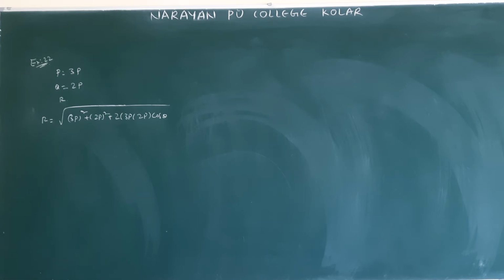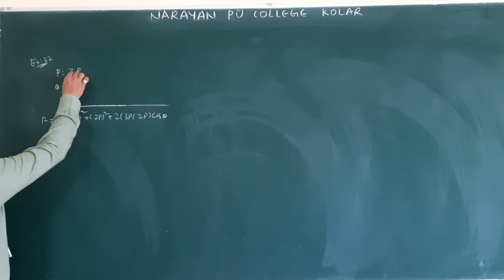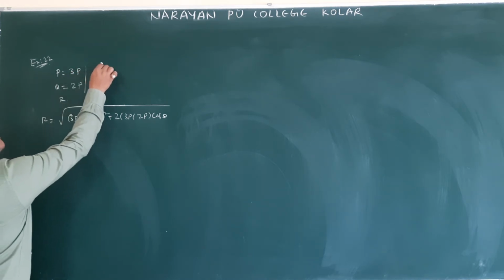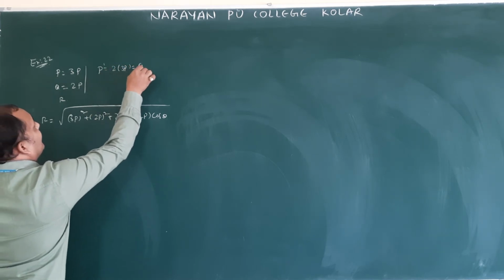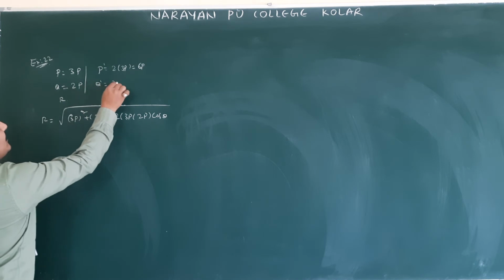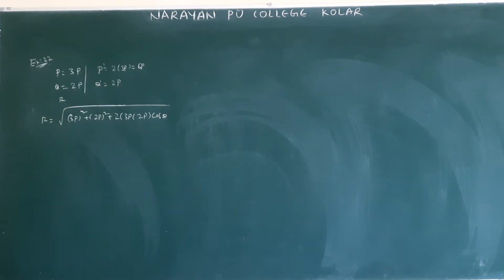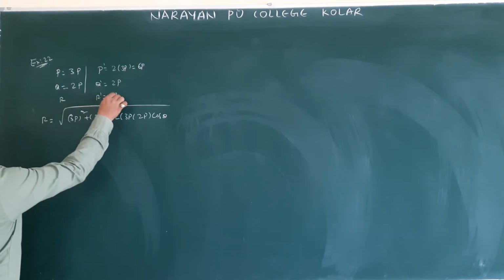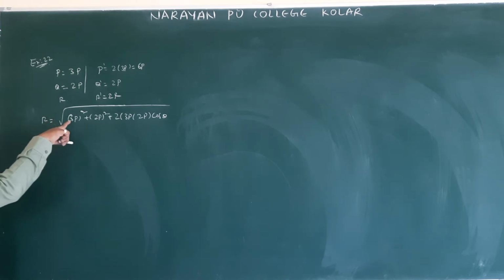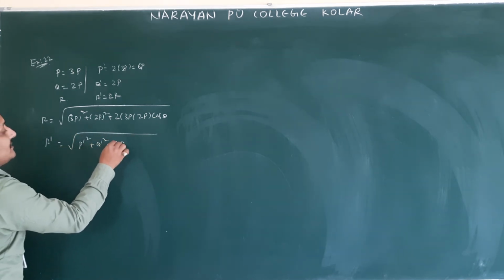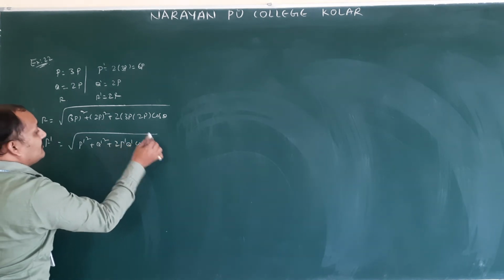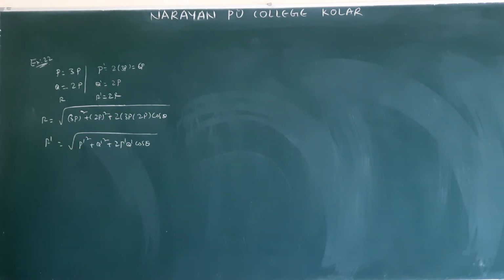Next they gave, if the first force is doubled, this one is going to be double. Now p dash is equal to 2 times 3, that is nothing but 6p. Q dash remains the same. First force is double, the resultant r dash is also double. So this is the R formula: P square plus q square plus 2pq cos theta. Now r dash is equal to root of p dash square plus q dash square plus 2p dash q dash cos theta. Angle they didn't change. Only force is double.